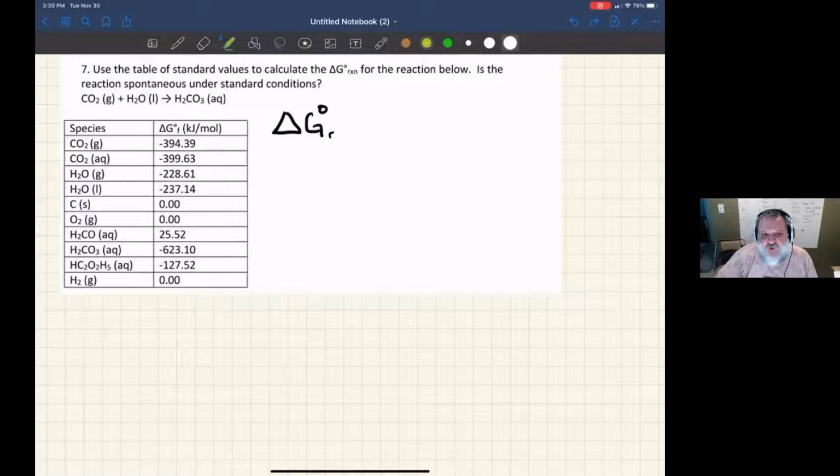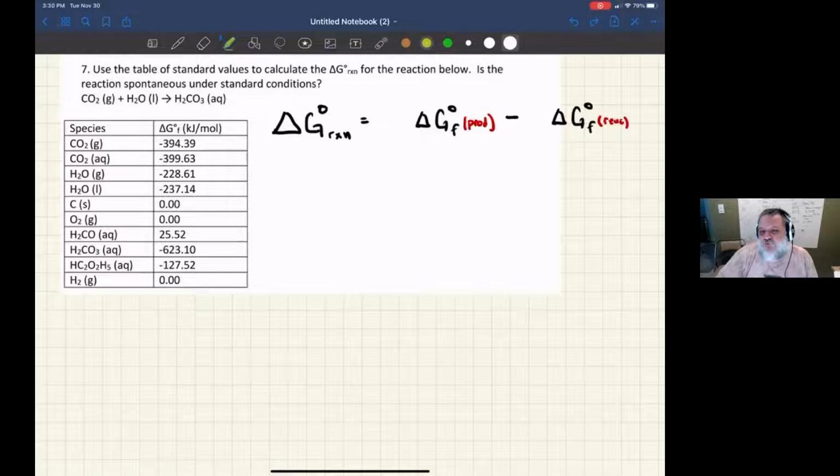So I have to figure out what the formula for delta G of the reaction is based on these values given in the table. This is how I memorize it. I remember that it's going to be products minus reactants. So it's going to be delta G formation of the products minus delta G formation of the reactants.